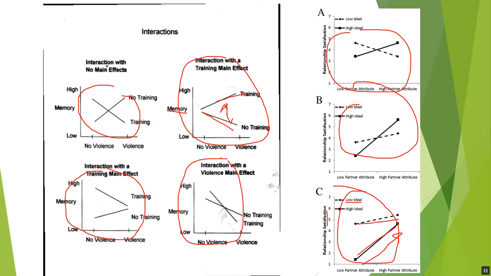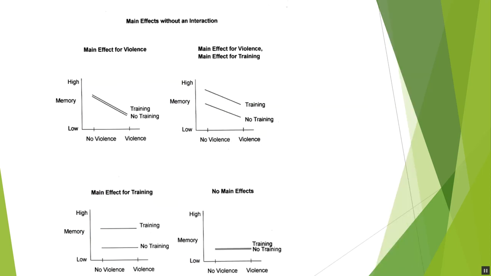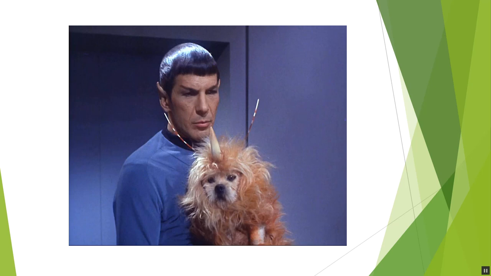What would no interactions look like? Here's what no interactions would look like. The lines are perfectly parallel. Parallel, parallel, parallel. Whenever you see lines that are parallel like this, or almost parallel, what you have is no interaction. And so that's it for the video lecture.